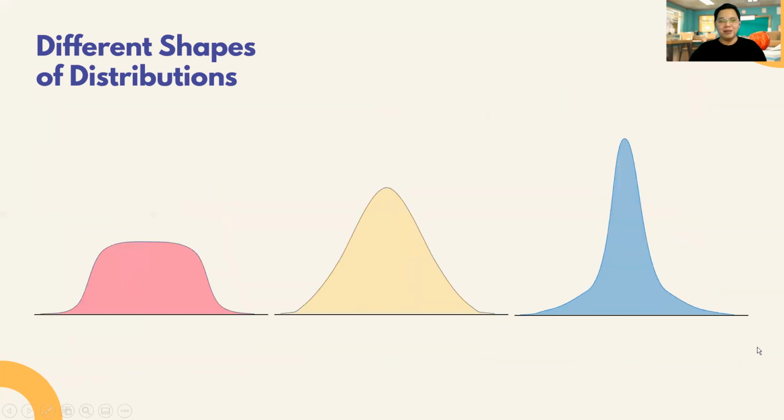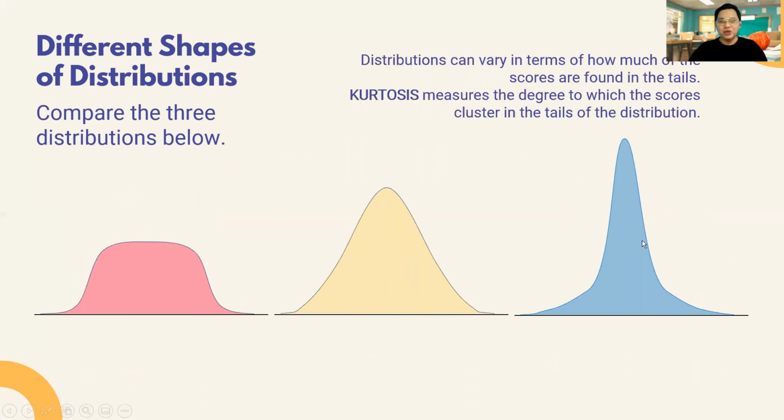Okay, so let's proceed. Another way of describing the shape of the distribution is by taking a look at what we call kurtosis. So distributions such as the ones that we see over here can vary in terms of how much of the scores are found in the tails. When we try to distinguish between different distributions based on how much of the scores are found in the tails, we call this characteristic kurtosis, which is a measurement to which the scores cluster in the tails of the distribution.